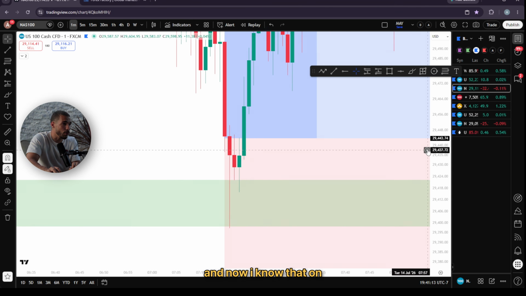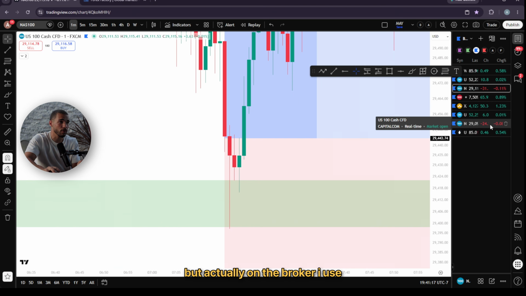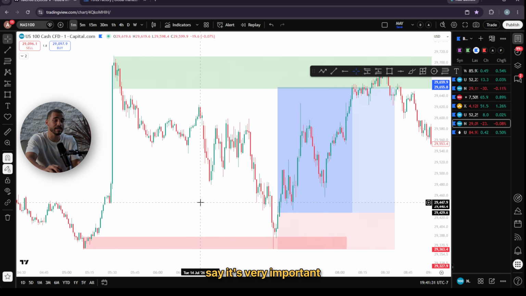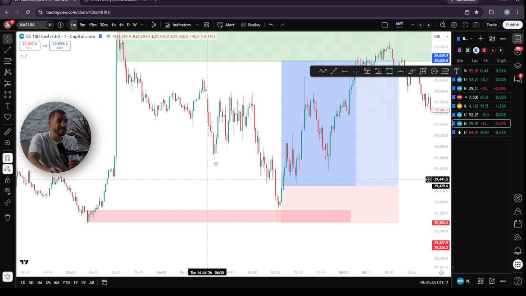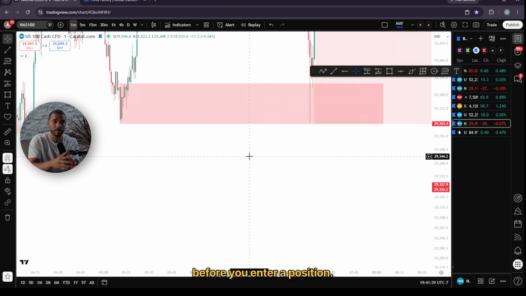Now I know that on this chart over here, it does look like it just slightly wicks under, but actually on the broker I use, as well as the other chart over here, you guys can see it actually does not. And this is why I always say it's very important to be using a very strong broker, because at the end of the day, sometimes TradingView gets it wrong, and you want your TradingView and your broker to be in alignment before you enter a position.